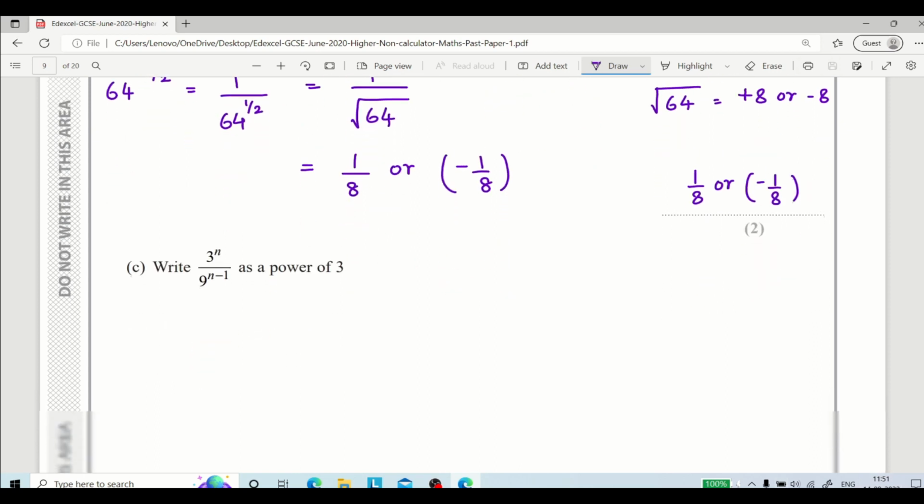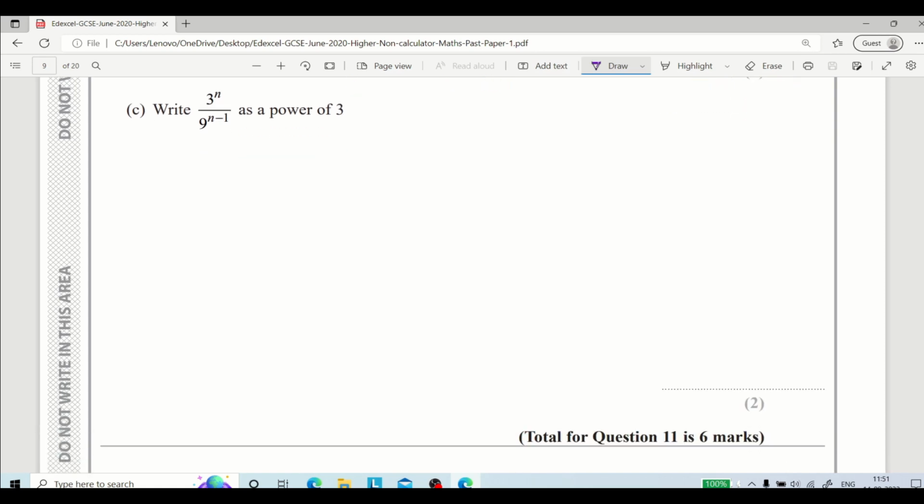Moving on to our next question. Write 3 raised n upon 9 raised n minus 1 as a power of 3. The very first thing here you need to know is a raised to m upon a raised to n, that is the same base, however different powers, is equal to a raised to m minus n. Why did I write it? Because we need to convert everything in terms of the power of 3. That is our objective for this question.